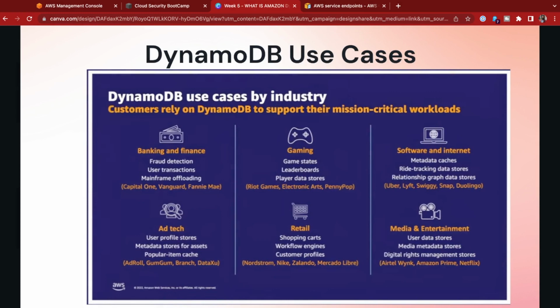These slides are from Amazon themselves. These are all Amazon customers. For gaming, there's Riot Games and Electronic Arts. If you are watching Netflix or Amazon Prime, all of that is on DynamoDB as well. There are a lot of globally scaling applications that use DynamoDB in the background, essentially as a NoSQL database, to give you the same performance so you never miss out on a show.